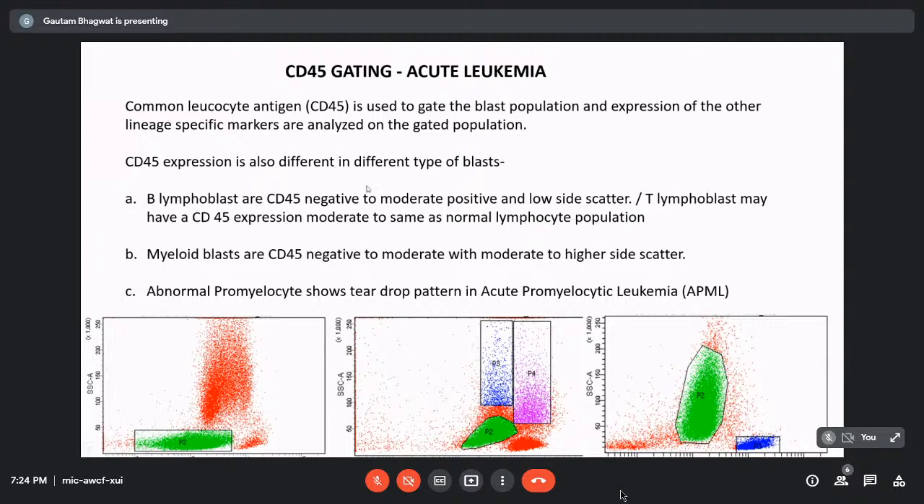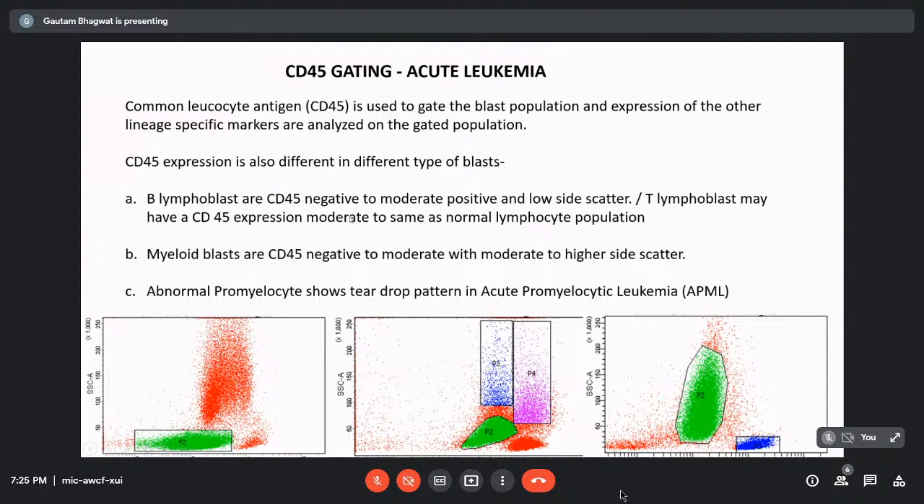Now CD45 expression is different in different types of blast. Mostly this is correct. There are variations, but to learn this, in most of the cases you will find it this way only. The B lymphoblasts are CD45 negative to moderate positive and have a low side scatter. So if you see this graph, these are the lymphocytes, this is the blast, the cells of interest. This is moderate to negative.